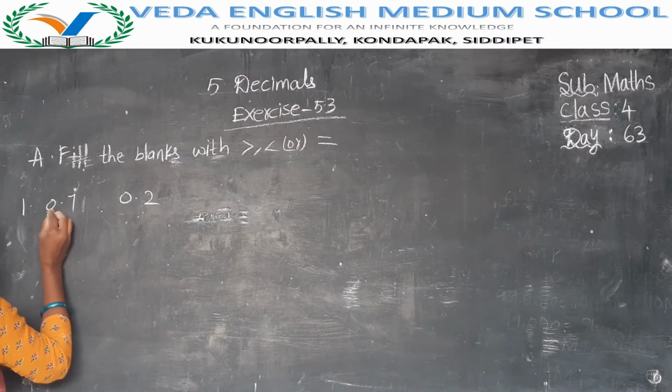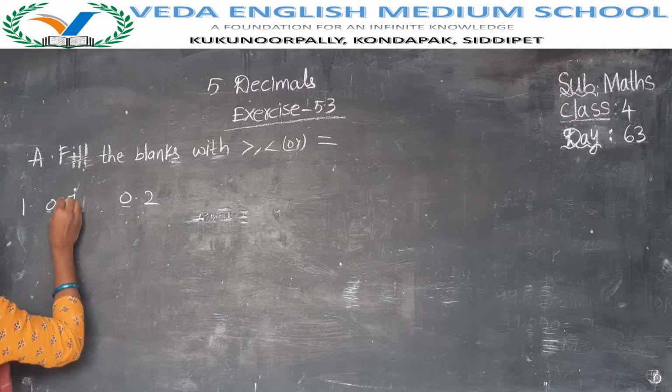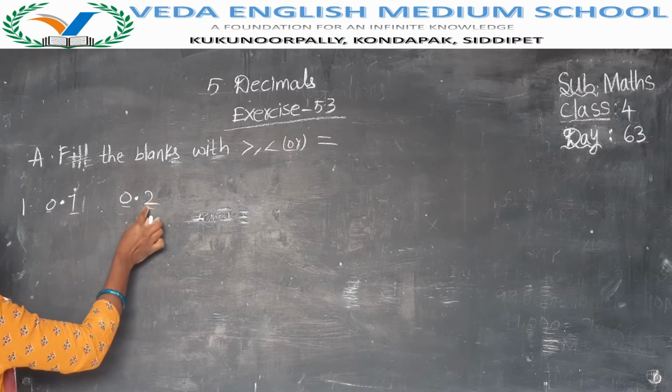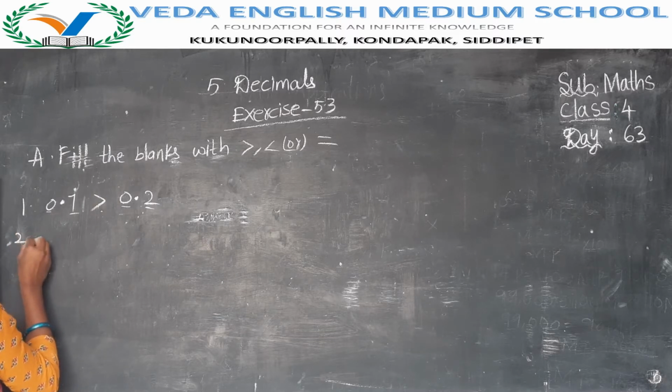The first number here is 0, here 0. If the first digit is the same, then you have to compare the next digit. Here the point is there, here the point is there. After the point, what is the first digit? 7. Here the first digit is 2. Which is a greater number? 7 is a greater number. Next, the second one.